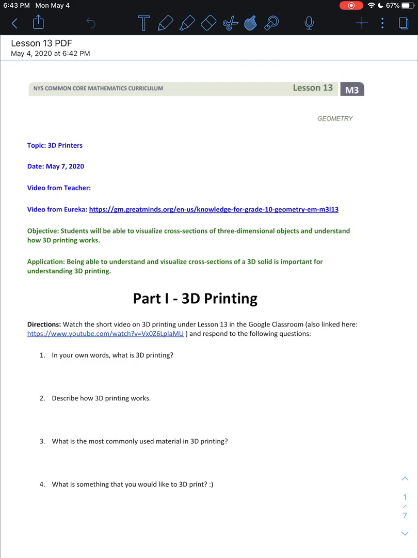Today's topic is 3D printers and some of the math related to them. So our objective is students will be able to visualize cross sections. Remember what cross sections are of a 3D shape from previous lessons. So students will be able to visualize cross sections of three-dimensional objects and understand how 3D printing works.